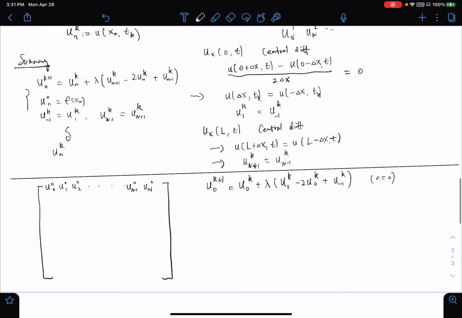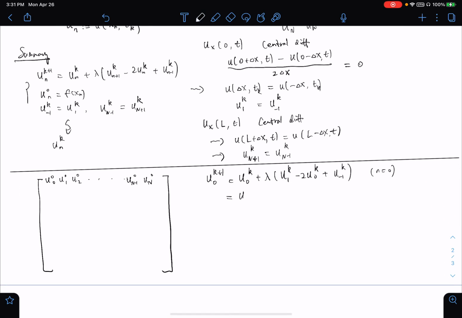Okay, so we know that by this condition we just obtained that u1,k is equal to u-1,k. So the value on this fictional grid point is equal to one value actually on our discrete grid. So if we plug in, then this is 2 times u1,k minus 2u0,k, right?